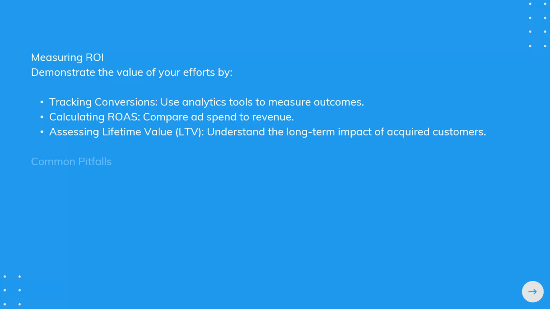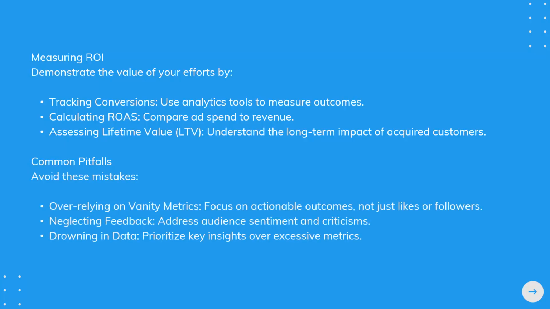Common pitfalls. Avoid these mistakes. Over-relying on vanity metrics, focus on actionable outcomes, not just likes or followers. Neglecting feedback, address audience sentiment and criticisms. Drowning in data, prioritize key insights over excessive metrics.